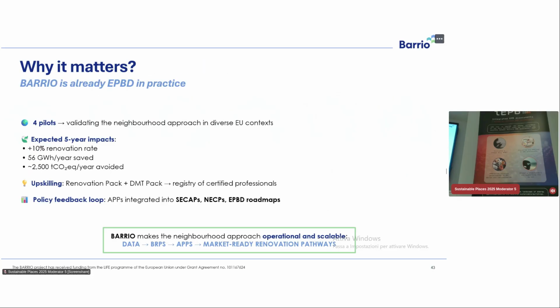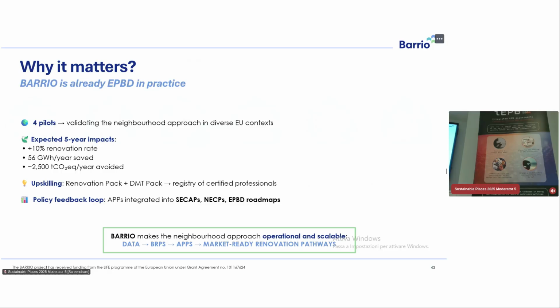Why does it matter? Because BARRIO is already EPBD in practice, because we try to overcome fragmentation, which is what we identified as the most important challenge to be tackled, by aggregating demand and developing a suitable business model to match the demand and the supply side. We are going to validate it in 4 different ecosystems, as I told you before.